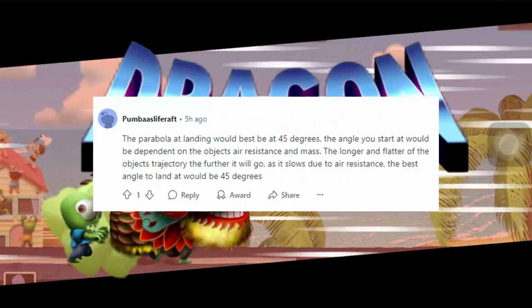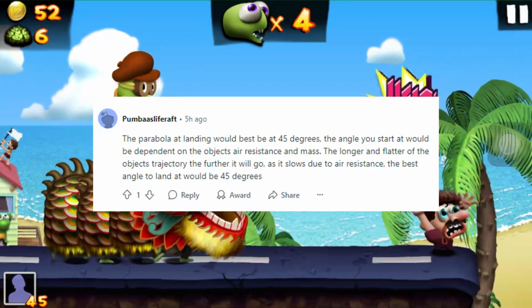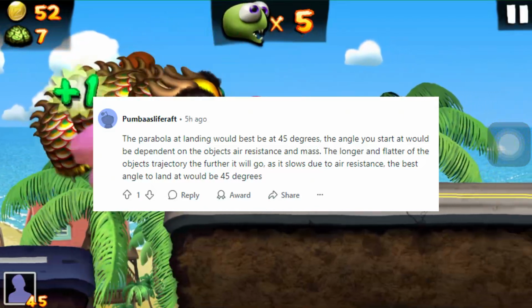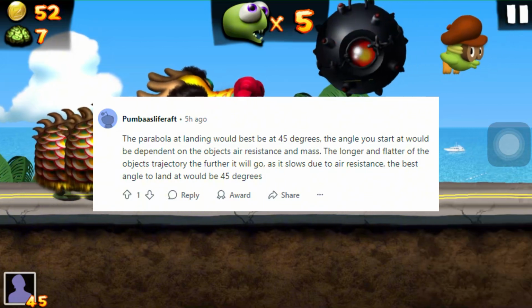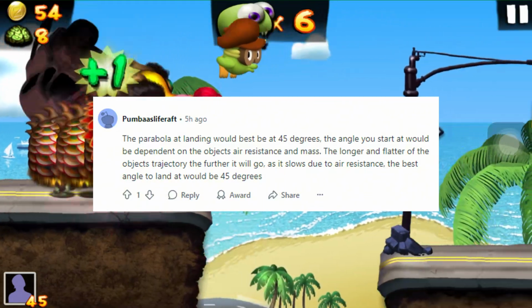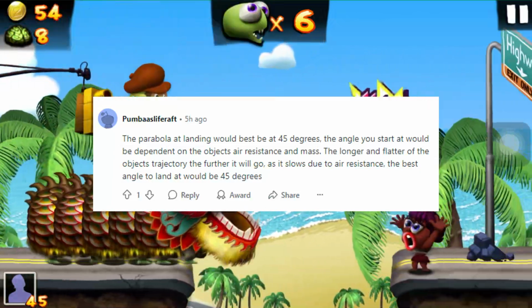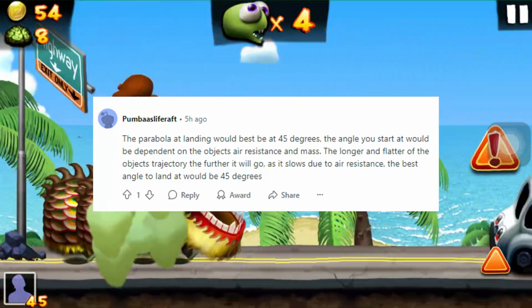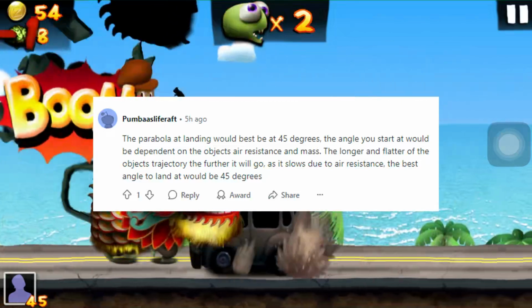The parabola at landing would best be at 45 degrees. The angle you start at would be dependent on the object's air resistance and mass. The longer and flatter the object's trajectory, the further it will go, as it slows due to air resistance. The best angle to land at would be 45 degrees.